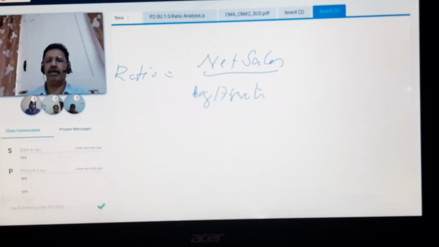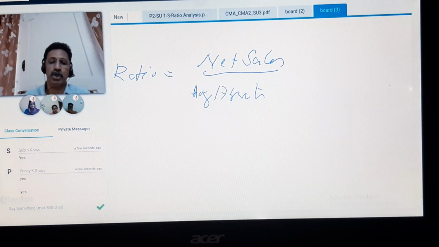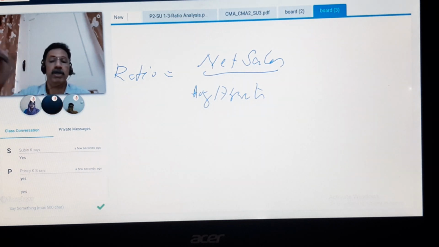But in an examination problem, sometimes you may not even have the beginning balance. If there is no beginning balance, you have to take net sales divided by assets. But if a beginning balance is given, do not forget your answer will not be correct unless you take beginning balance plus ending balance divided by 2. Whenever the ratio involves an income statement number and a balance sheet number, the balance sheet number has to be averaged; only then will the numbers be compatible.